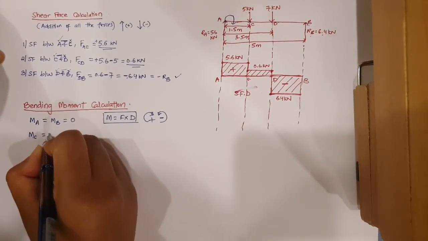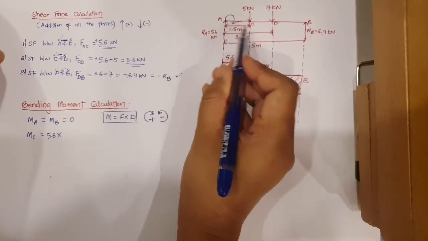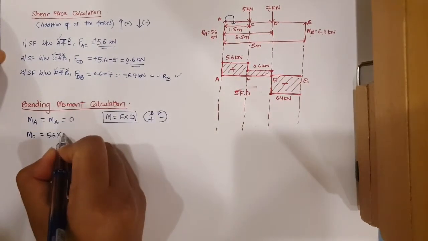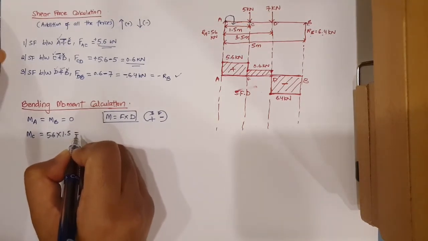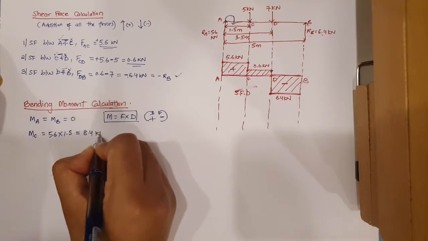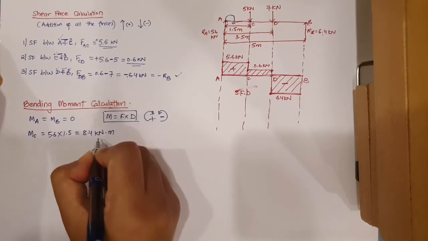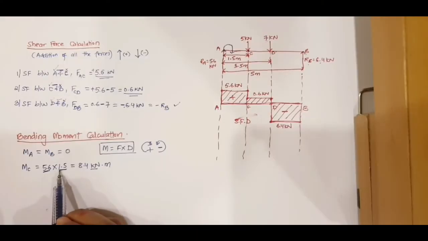So 5.6 into what is the distance? From A to C it is 1.5. So 5.6 into 1.5 will come equal to 8.4 kilonewton meter. Kilonewton is the force, and meter is this 1.5 distance.